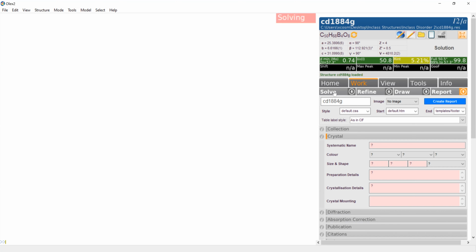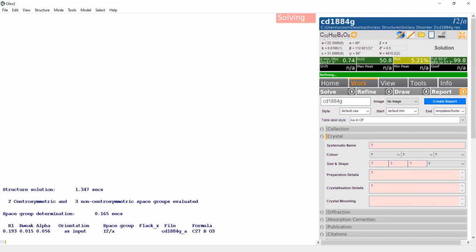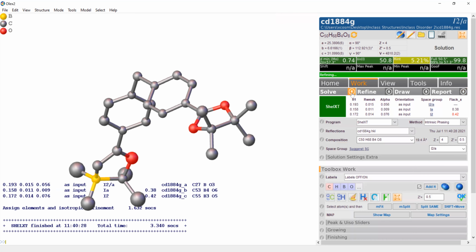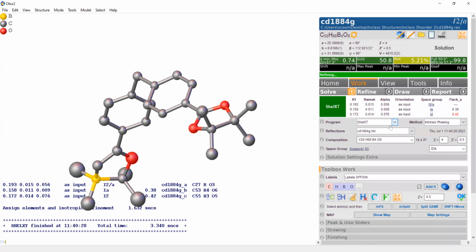So we go to solve. Notice here that we have carbon. I forgot to click the arrow, but we have carbon, hydrogen, boron, and oxygen. And so if I click on the solve button, I use SHELX. We use I2/a.